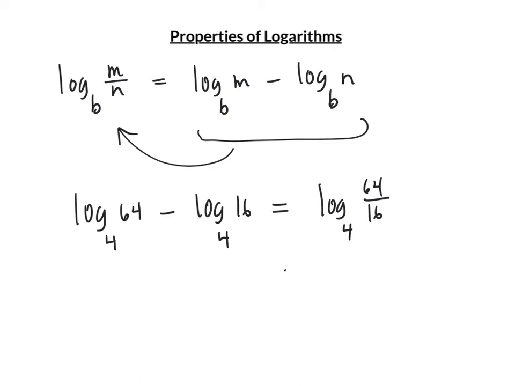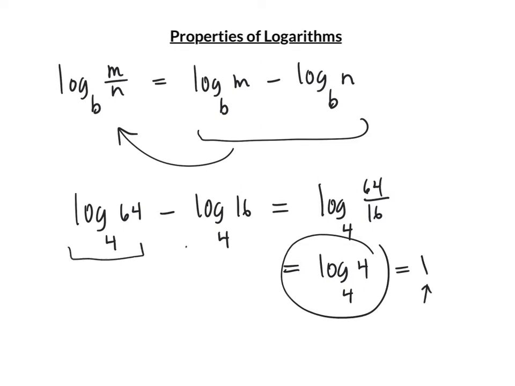64 divided by 16 is 4, so this is the log base 4 of 4. And if you were asked to write as a single logarithm, this would be your answer. But notice 4 to some power is 4. The answer to this would have been 1 if they wanted a single answer. And you would get the same answer if you worked it out here and here. 4 to what power is 64? Well, that's cubed. 4 cubed is 64. 4 to what power is 16? Well, that's 2. 4 to the second is 16. And 3 minus 2 is, of course, 1.